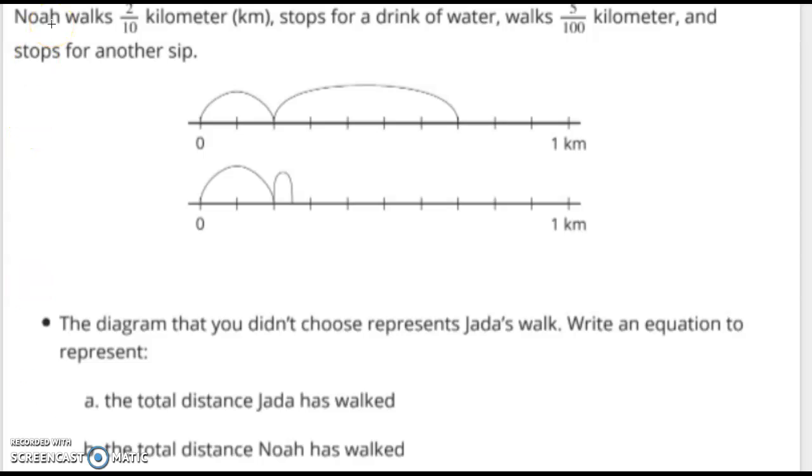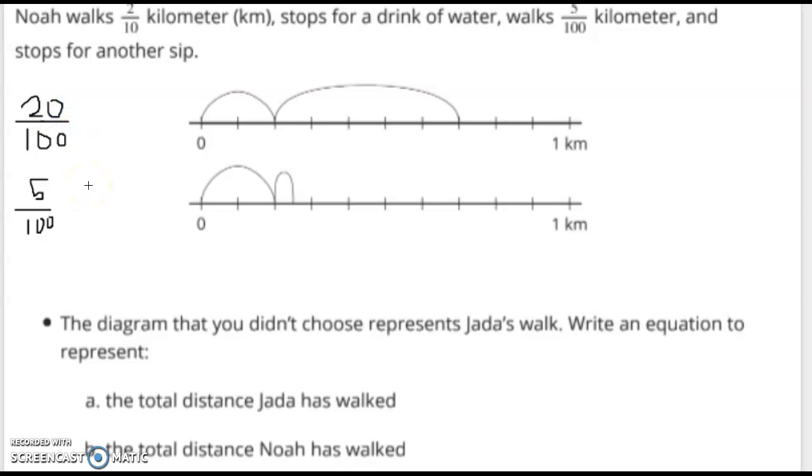So for this one, you had to decide what number line was Noah. So Noah walks 2/10 kilometer, stops for a drink of water, and walks 5/100 of a kilometer and stops for another sip. So if we're talking about 2/10 and 5/100, I can compare them by making my tenths to hundredths. So 2/10 is a lot bigger than 5/100.